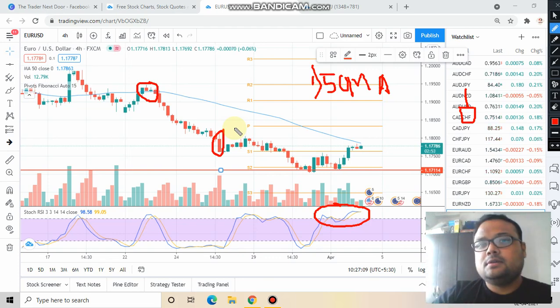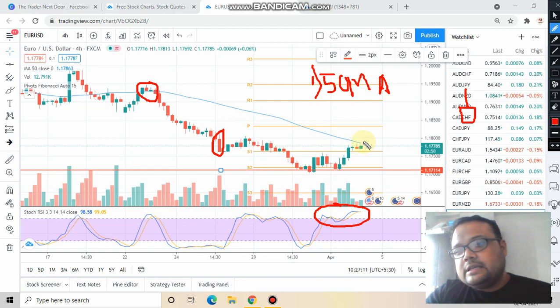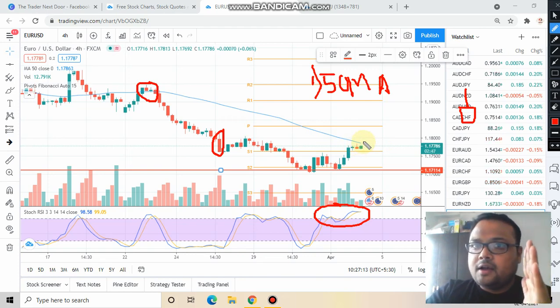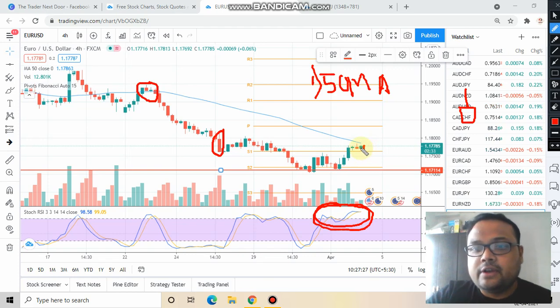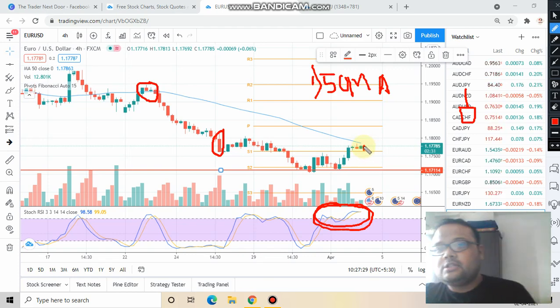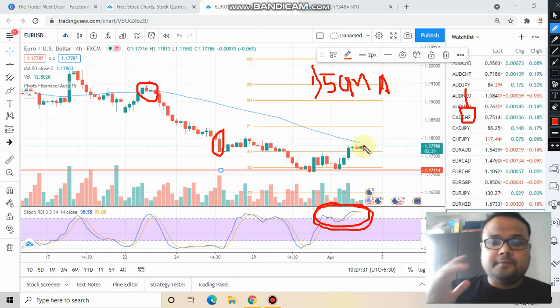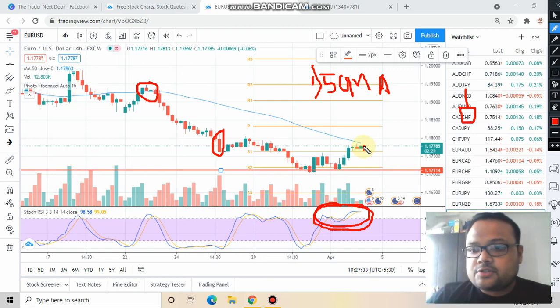Because the 50 moving average is a resistance, it's the area of value, the risk to reward ratio also matches, and the market is also in the overbought zone. So all the factors are in our favor. You can easily short the market just below the 50 moving average once you get the confirmation. Right now it's a green candle. Once you get the confirmation that it's about to reverse from there, just sell Euro USD.